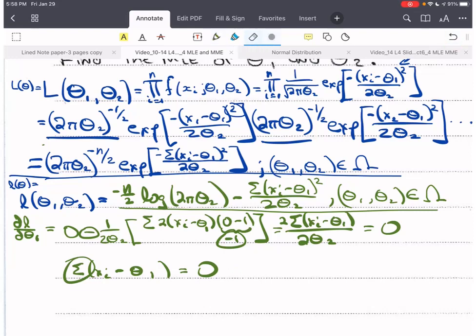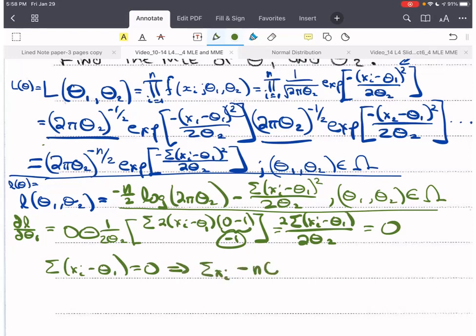I'm going to rewrite this a little neater, hopefully a little smaller. So I end up with the sum of xi minus theta 1 is equal to 0, and that's the same thing as the sum of xi minus n theta 1 is equal to 0. And then I solve for theta 1, so I have n theta 1 equals the sum of xi. Theta 1 is equal to the sum of xi over n, which equals x bar.